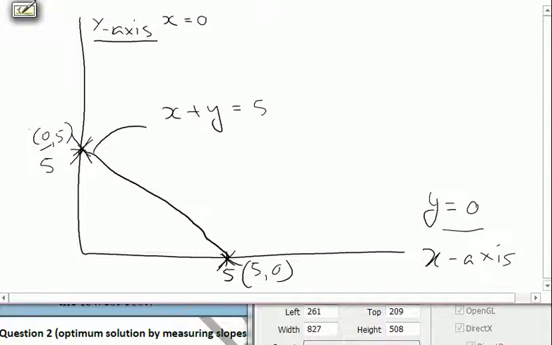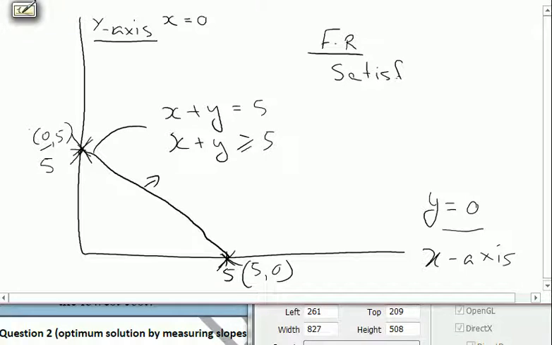Since we have to shade the area where x plus y is greater than or equal to 5, we will shade the area above this line. Now what is the feasible region? Feasible region is the region which satisfies all the inequalities, all the constraints at a single point of time, or satisfies all constraints simultaneously. For this, we will have to draw all these constraints on a single graph paper.